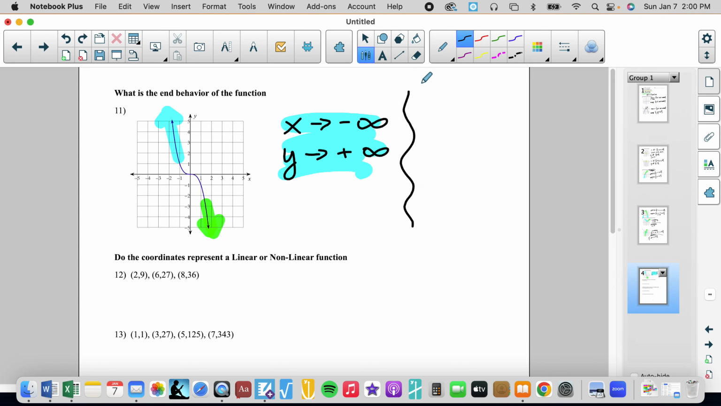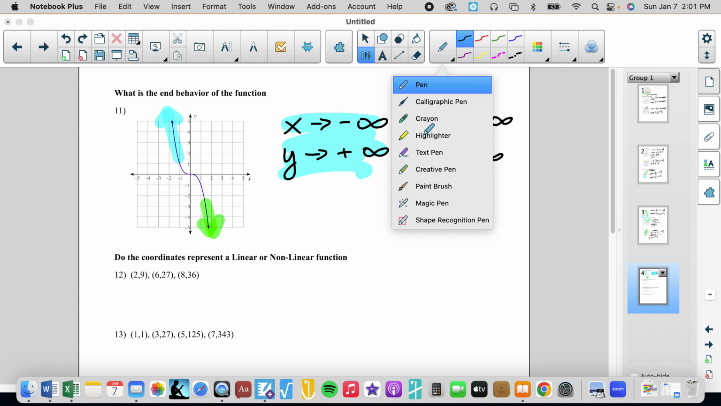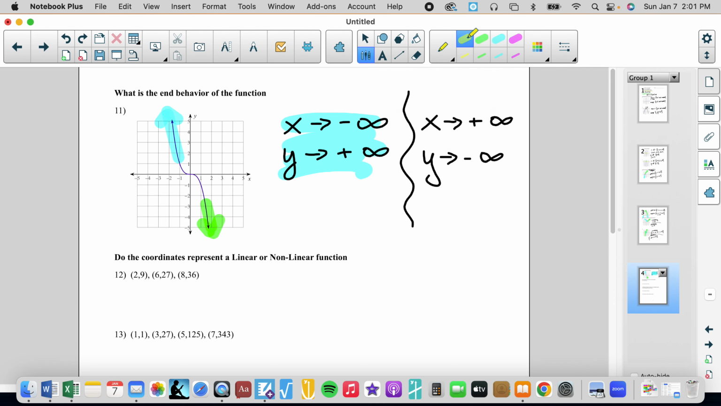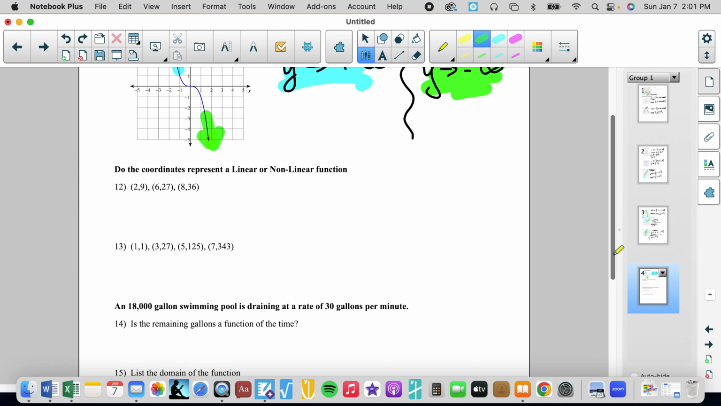If we look at the right end behavior, as x goes to the right, aka positive infinity, what does the graph do? The graph goes down. If we want to write that down, that is negative infinity. So that would represent the right side end behavior. So I need two answers there.